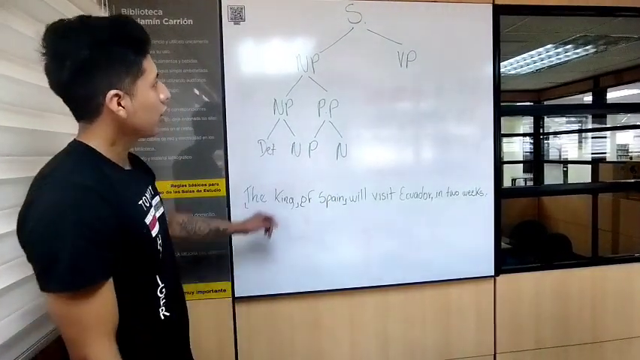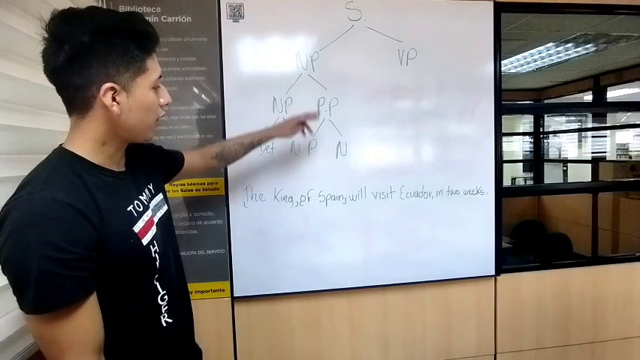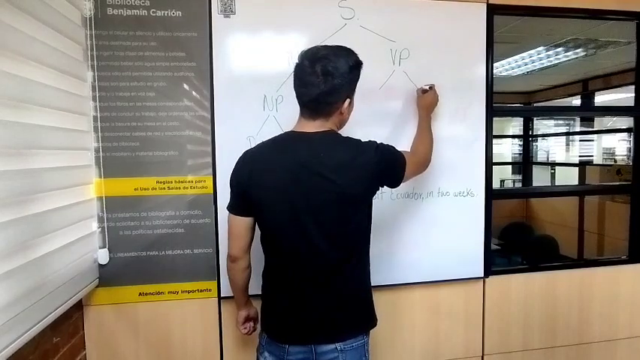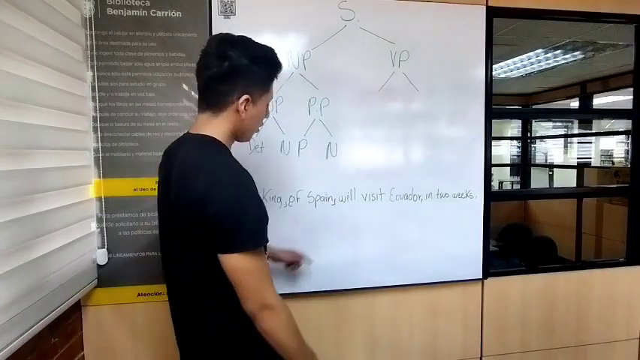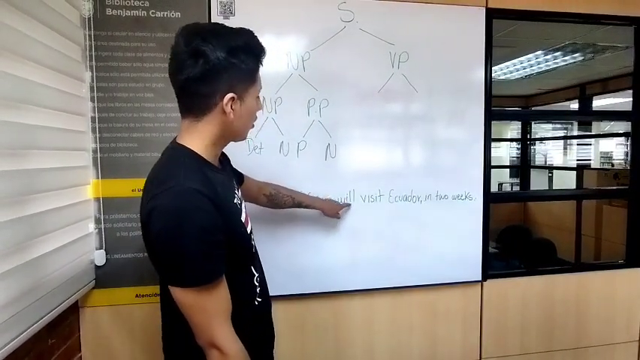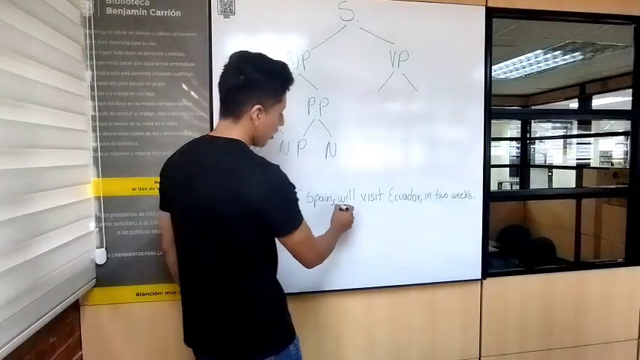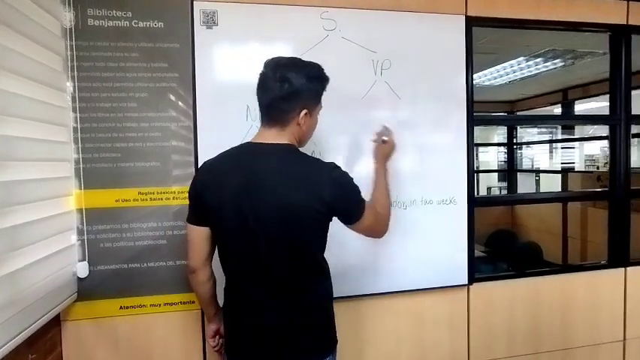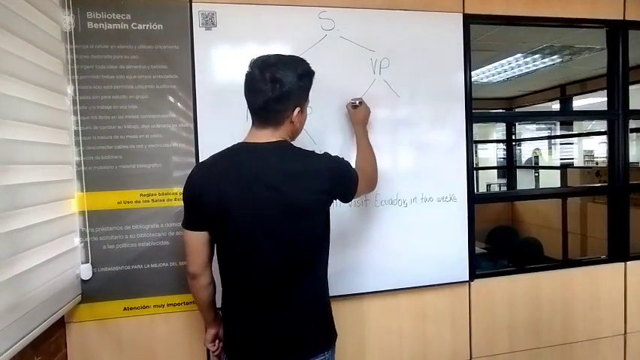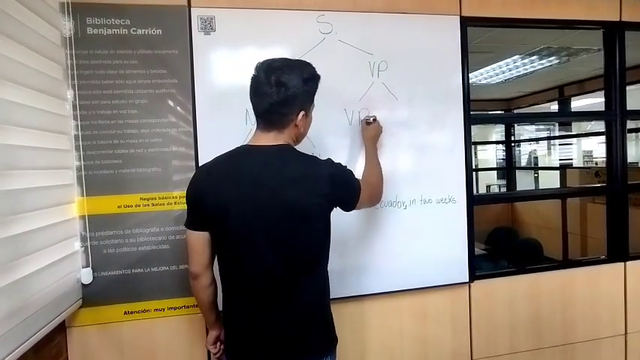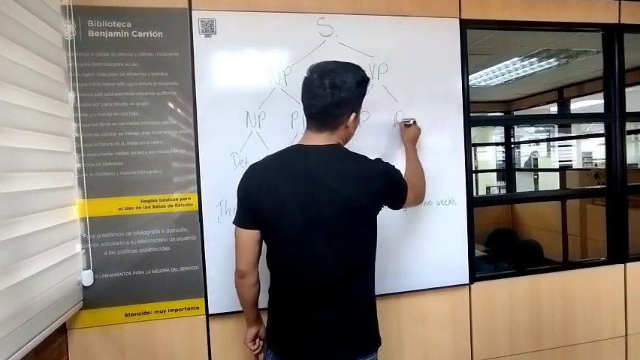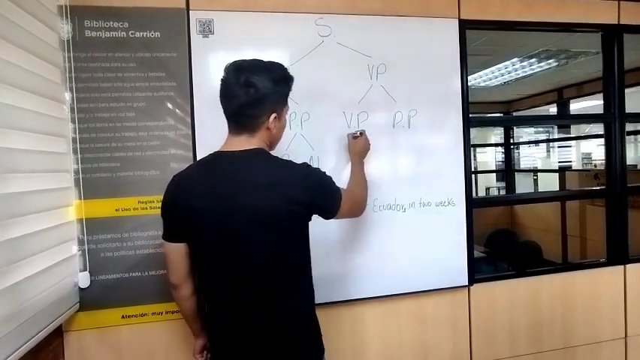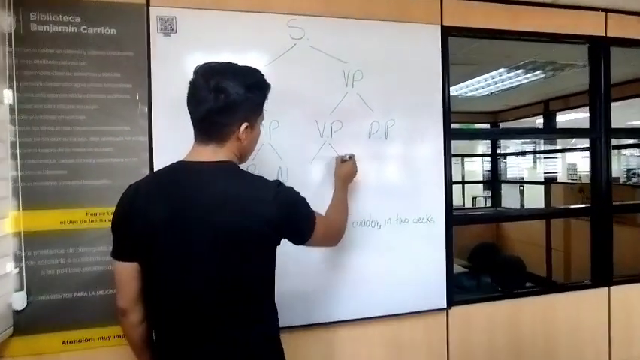Okay? Then we will divide the verb phrase. It is divided into two parts: a verb phrase, and in 2 weeks, which is a prepositional phrase. So we have the verb phrase and a prepositional phrase, because we have a preposition in this. It is divided in two different parts.